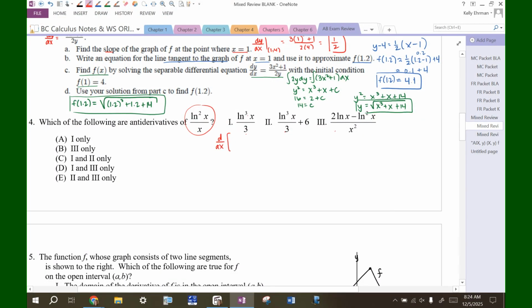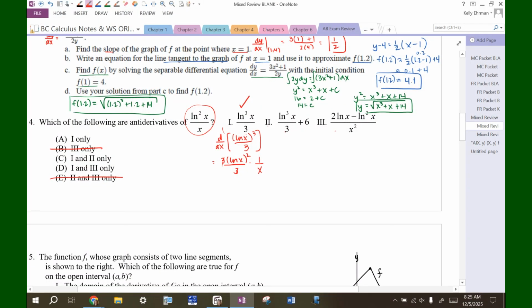See what happens. This cubed means natural log of x cubed over 3. So that derivative would be 3 natural log of x squared over 3. Remember, you have to chain rule. What's the derivative of natural log x? 1 over x. So am I getting ln squared? Yes, ln squared of x over x. So 1 works. That crosses out that option and that option.